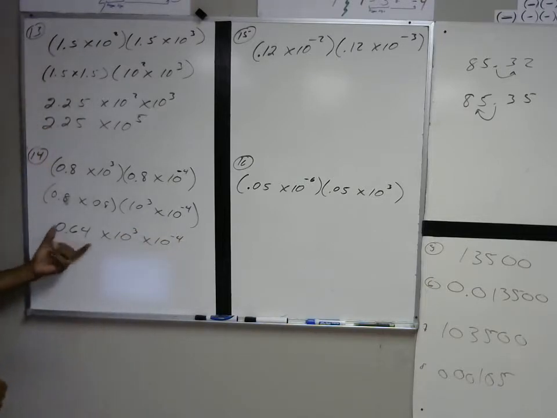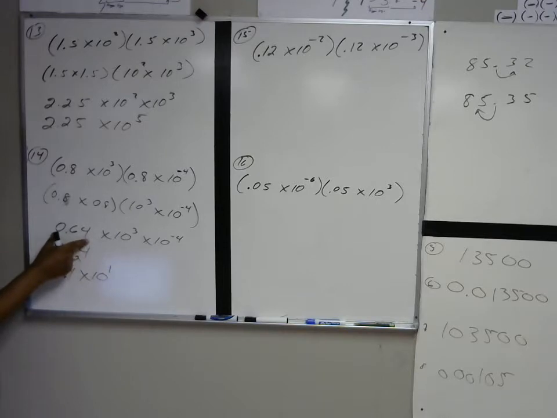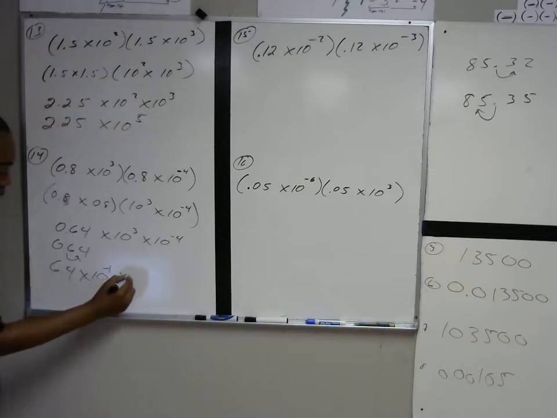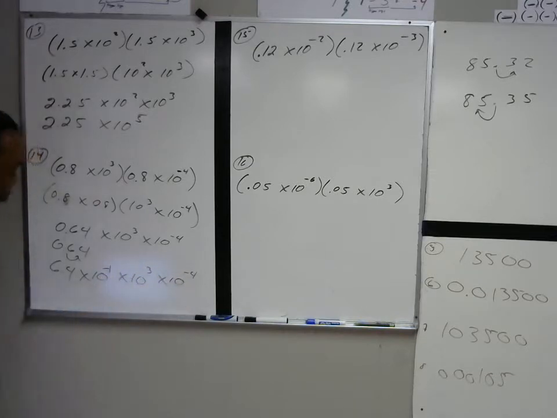Okay, now I want to put this into scientific notation, so this will be a 0.64. We'll move this over here, so it becomes a 6.4 times 10. Okay, so that's only one move there, so it's going to be the first power. And the original is a small number, so small numbers have to be represented by a negative exponent. So we bring down our times 10 to the third power and our times 10 to the negative fourth power.